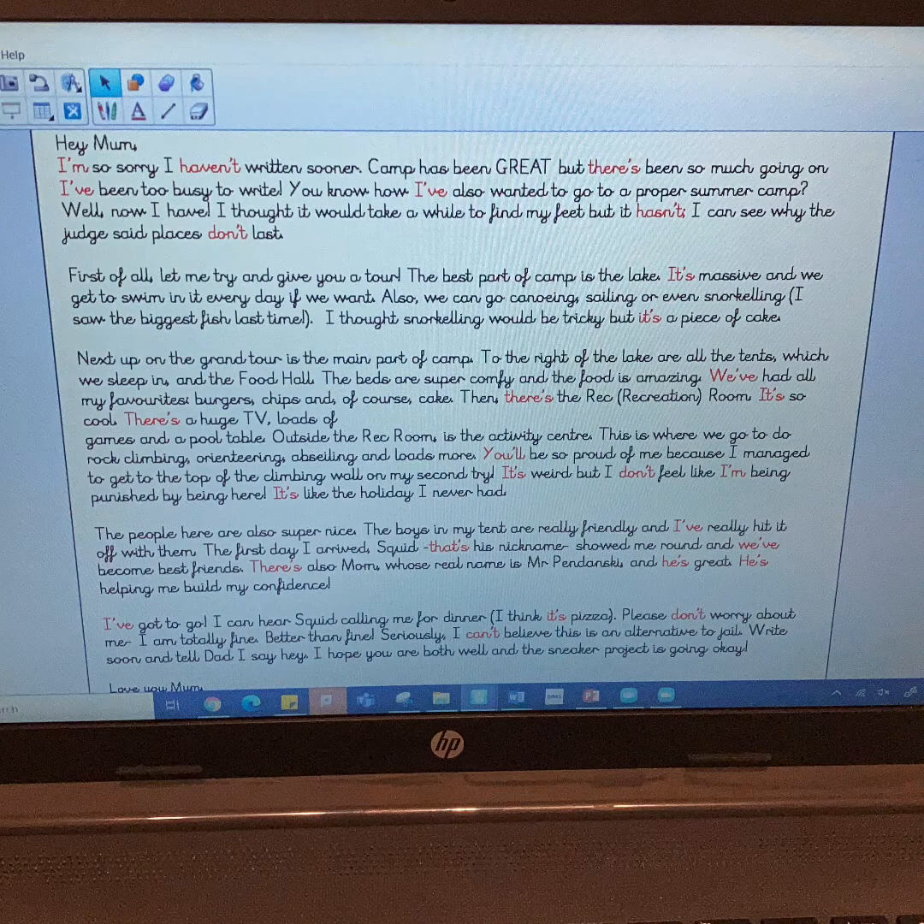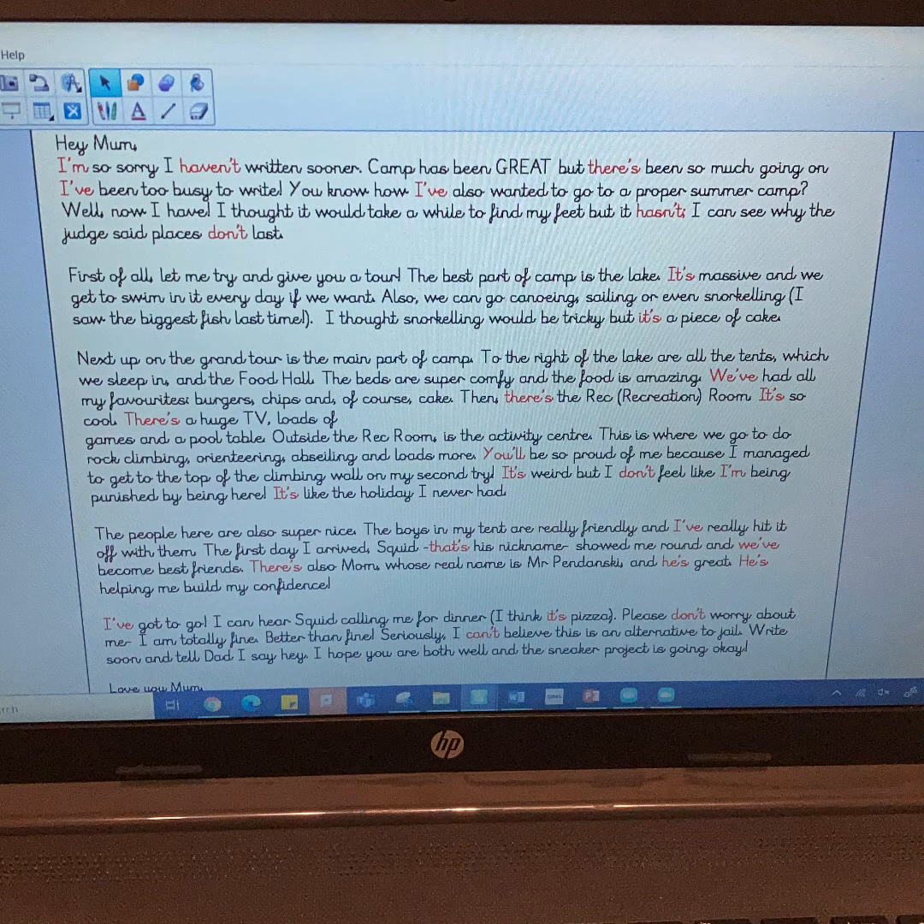Okay, so I have highlighted all the contractions that I can see. I very well could have missed one, so please let me know if I have. So I think that there are 28 contractions. Okay, and they should be fairly easy to spot because they've all got the apostrophes.